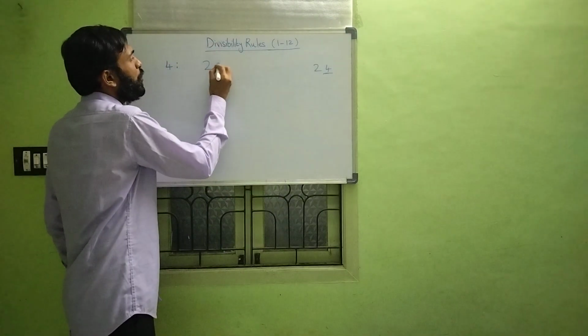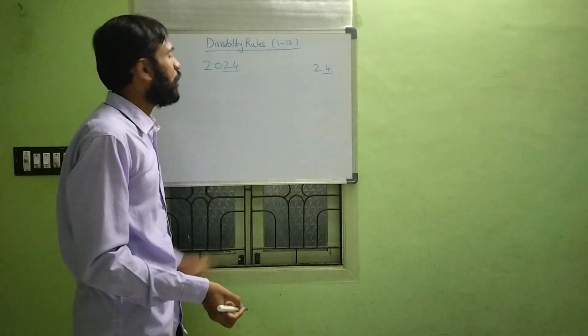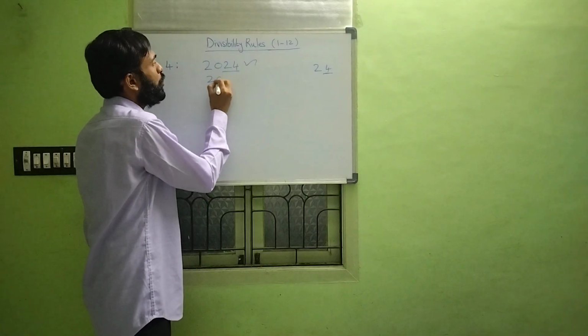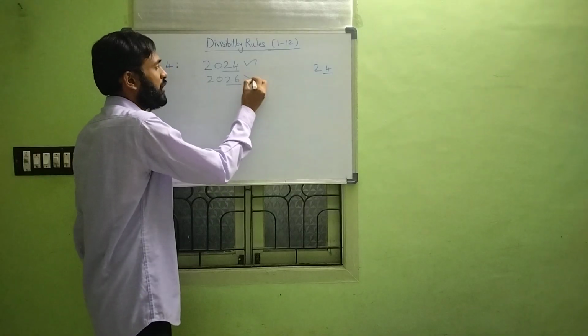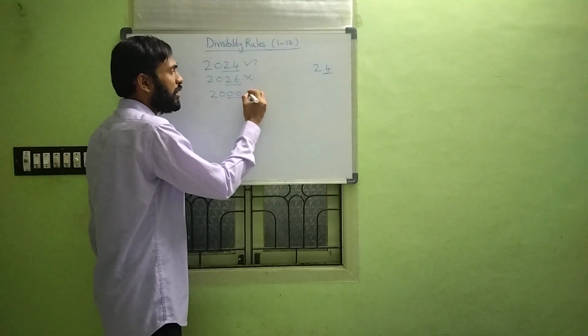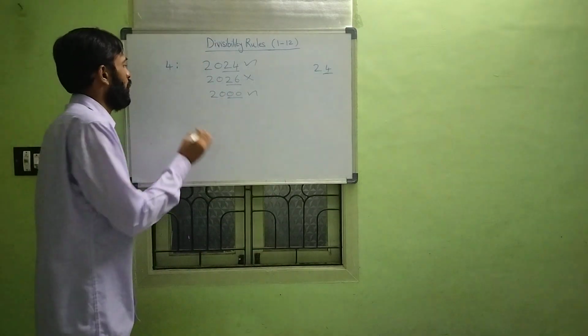Let's see one example. 2024. 24 is in the 4 table: 4 sixes are 24. So it is divisible by 4. Now 2026. 26 is not in the 4 table, so it is not divisible. And let's check 2000. So 00 is in the 4 table, 4 zeros is 0. So it is divisible by 4.